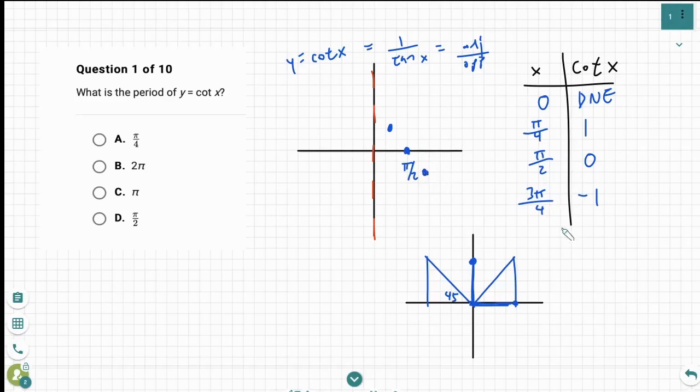Okay, and then let's just do pi. So pi is 180. What happens if you get to pi? What's the cotangent of that? Would it just be undefined again? Yeah, it'd be -1 over 0, right? So undefined. So then we draw another asymptote at pi. Interesting.